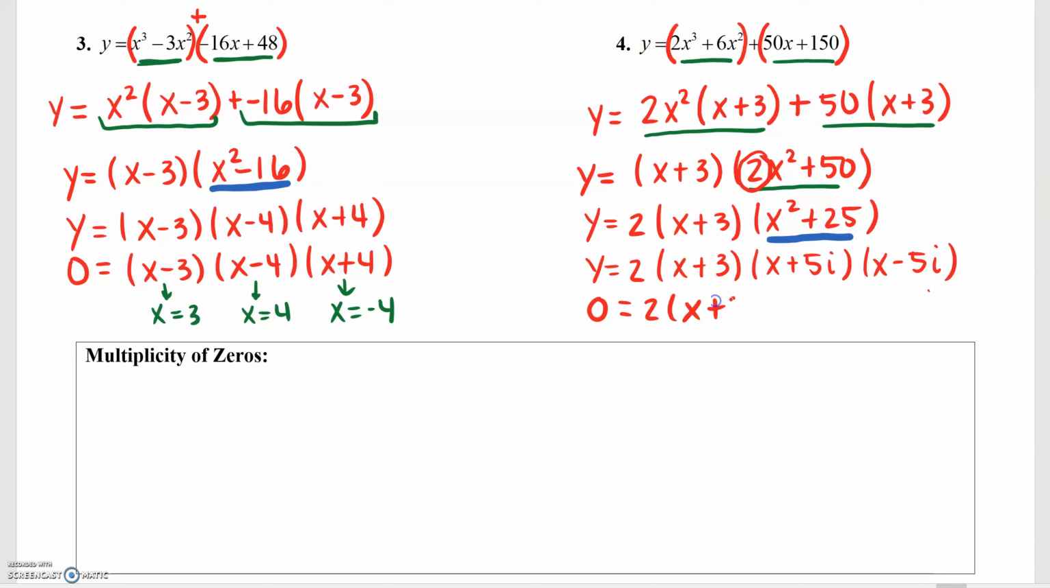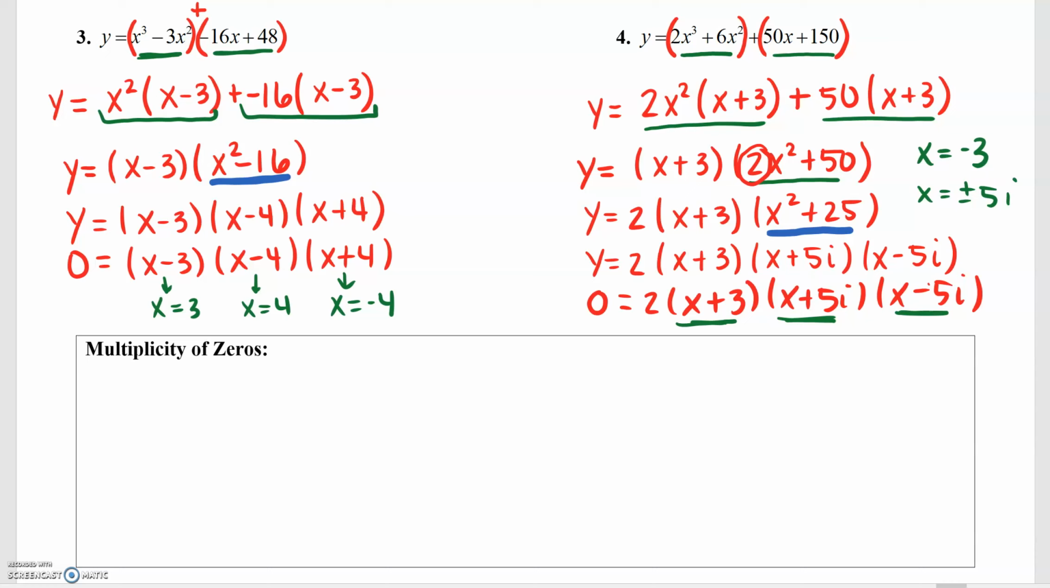Now that I've fully factored it, I can set my function equal to 0, and I can figure out where my 3 zeros were. I know there needed to be 3 because this was a cubic. Looking at each piece, it looks like one of them was when x was negative 3, and the other two were plus or minus 5i.